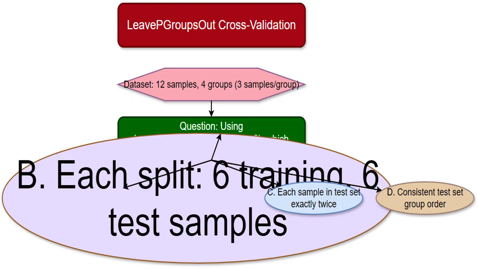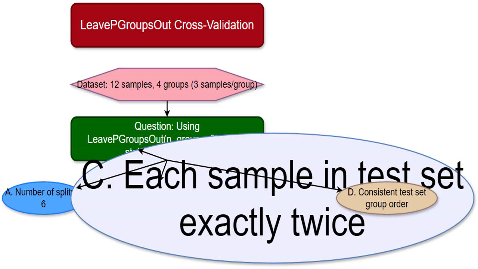In each of those 6 splits, I will have 6 samples in the training set and 6 samples in the testing set. This is because each group has 3 samples, and I'm leaving out 2 groups. 2 times 3 equals 6 samples for testing. The remaining 6 samples form my training set. Each data point appears in the testing set exactly twice. This happens because each data point belongs to a group, and every group is left out in combination with every other group during this cross-validation process.